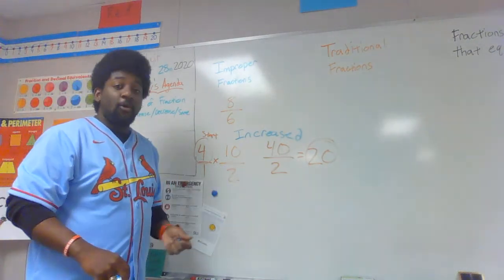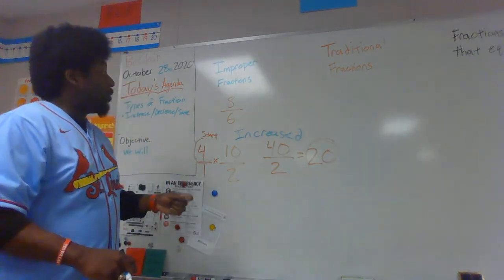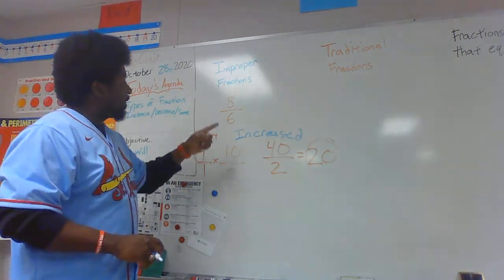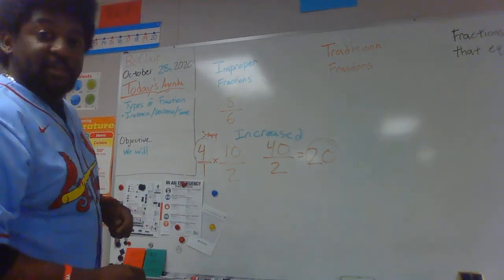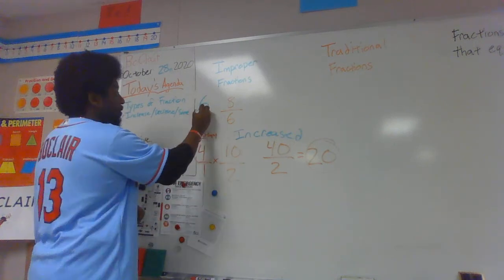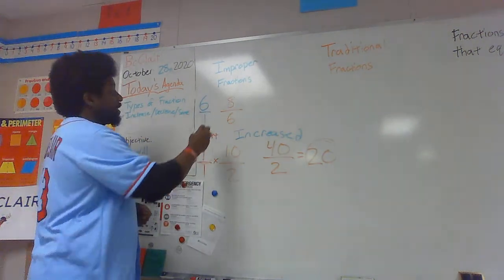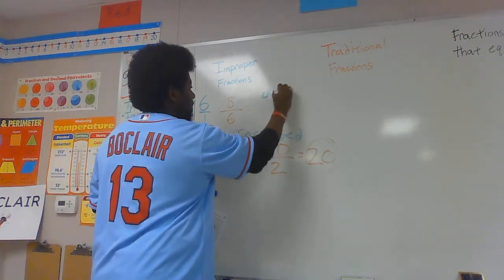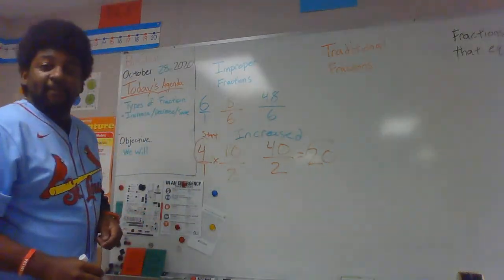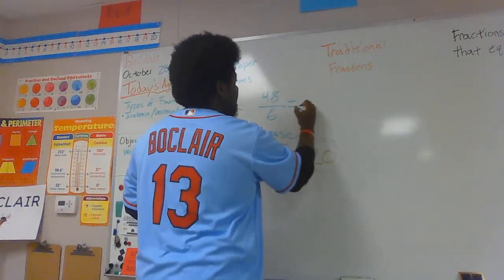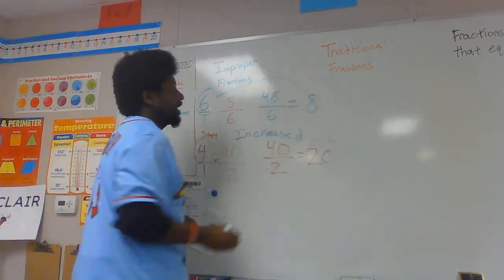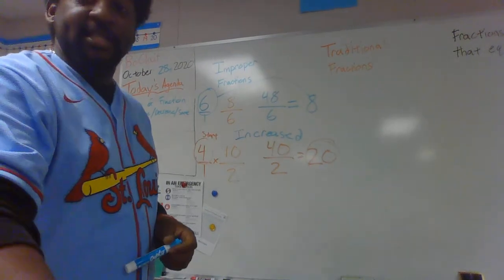Improper fractions are the only type of fraction you can multiply that will increase your value. I'll give another example on this one right here. Let's say I started with the number 6, which we know is 6 over 1. 6 times 8 is 48. 1 times 6 is 6. 48 divided by 6 is 8. Even though it didn't increase as much, from 6 to 8 is also an increase.